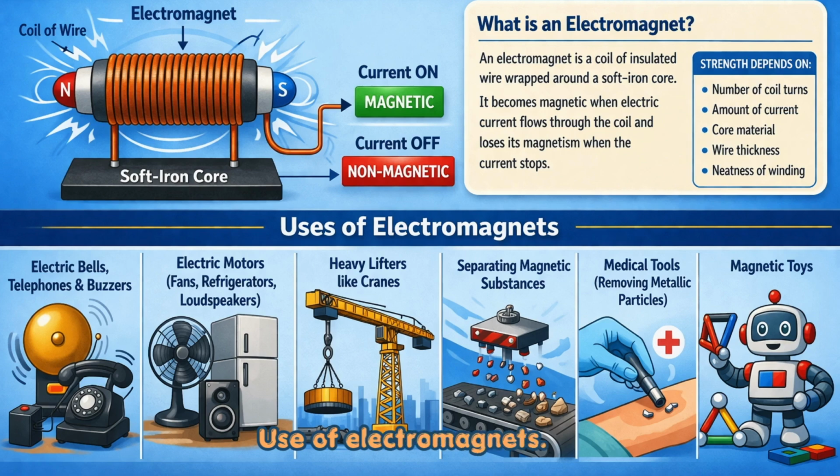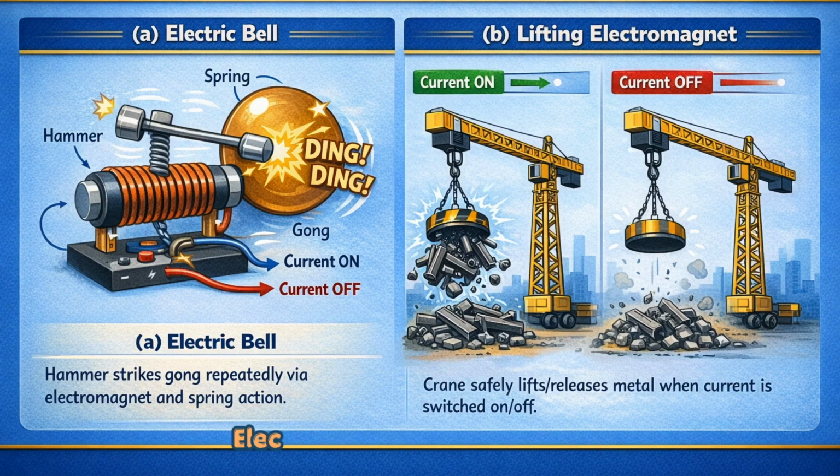Use of electromagnets: electric bells, telephones, buzzers; electric motors in fans, refrigerators, loudspeakers; heavy lifters like cranes; separating magnetic substances from non-magnetic; medical tools for removing metallic particles; toys. Examples: A. Electric bell: the hammer strikes the gong repeatedly via electromagnet and spring action. B. Lifting electromagnet: the crane lifts and releases metal safely when current is switched on and off.